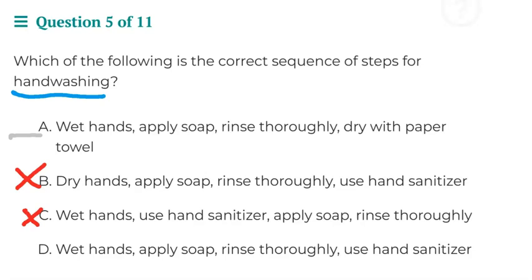And then choice D says wet your hands, apply soap, rinse thoroughly, and then use hand sanitizer. Well, so far it sounds okay because you're wetting your hands and then you're applying the soap, you're rinsing thoroughly. This sounds like what we were discussing you would need to do, but the proper step after that would be to thoroughly dry your hands, not to put on hand sanitizer. So we can eliminate choice D.